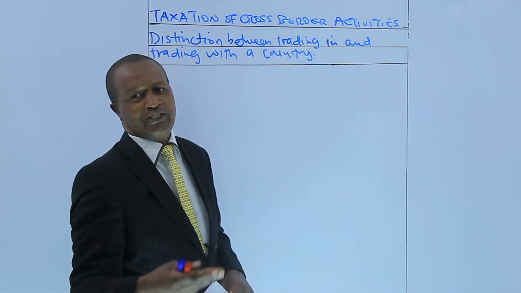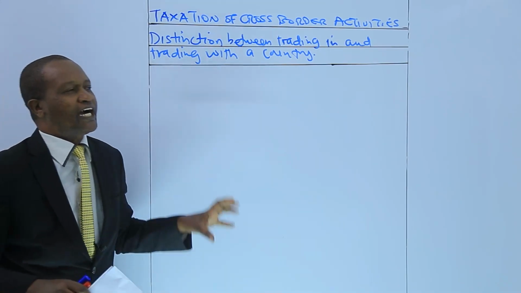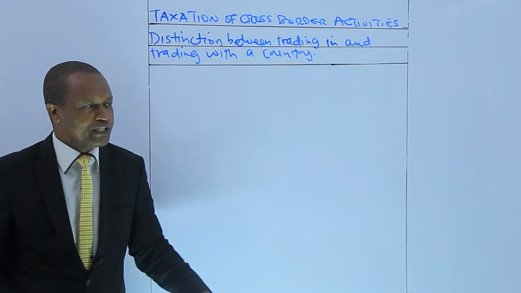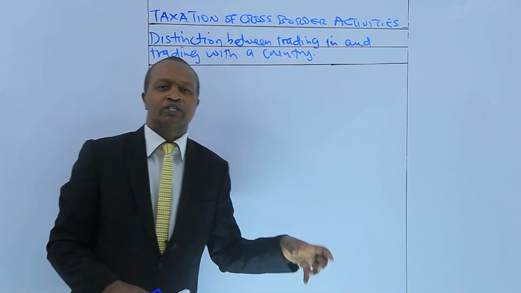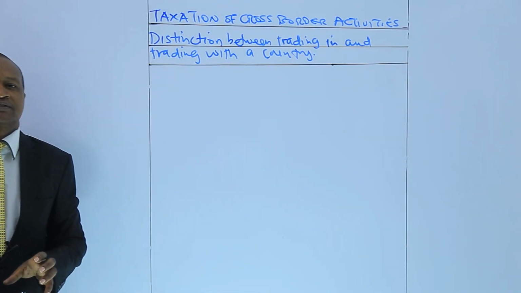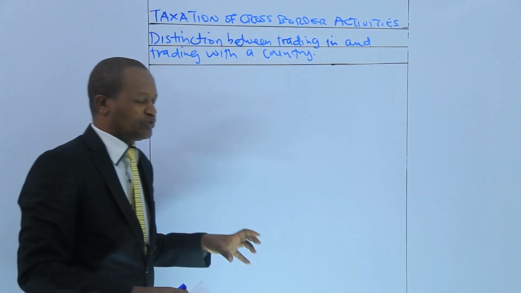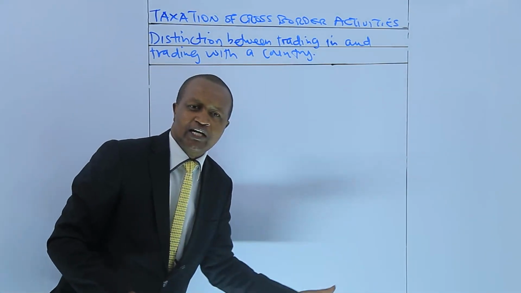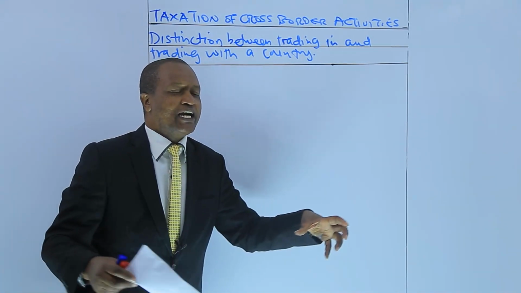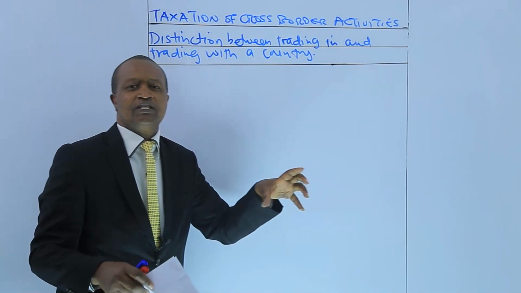Trading with a country is the exchange of goods, services and commodities between entities from one country and another country. That's international trade. The movement of goods, services and commodities across the borders. Such trade is subject to international trade regulations, bilateral agreements, tariffs, and trade agreements between the countries involved, whether there are 2 countries or 3 countries.